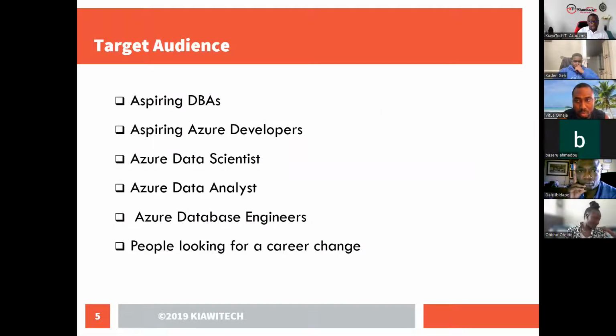Now, who are those that want to take this? They should take this training. Well, everybody can take it. We generally advise people to have at least some basic knowledge in the IT field before they jump into this.